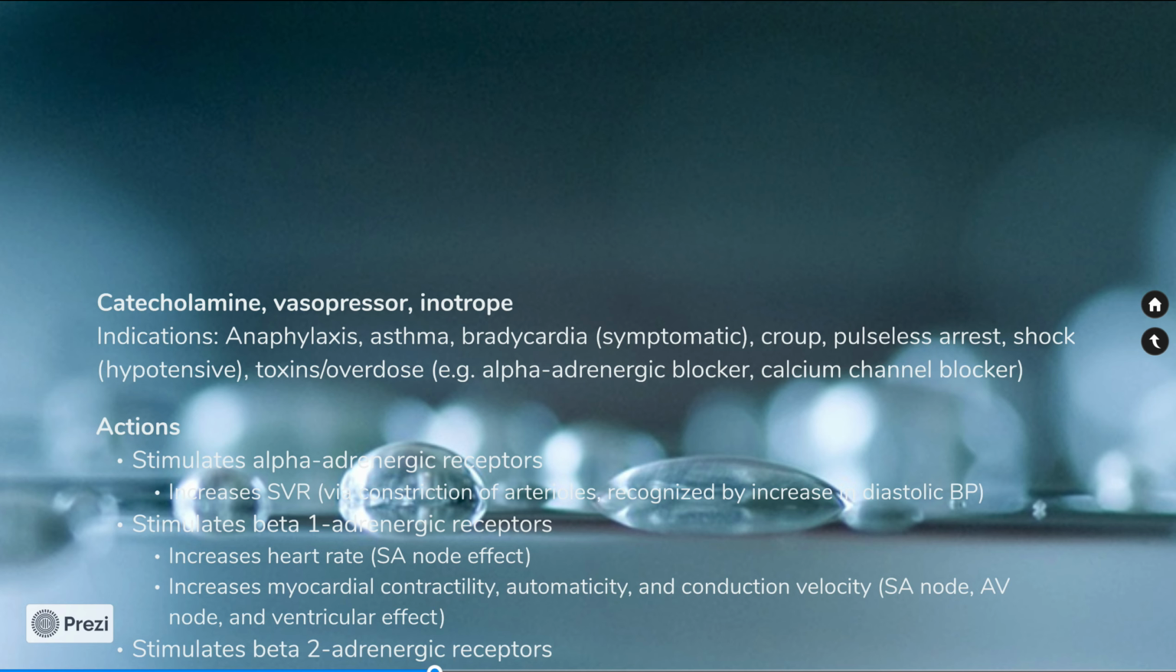Anyway, epinephrine is indicated for anaphylaxis, asthma for immediate vasodilation, bradycardia, croup, which is a relaxation of the airway, pulseless arrest, another indication for epinephrine, and shock. Clearly, shock needs to be treated with epinephrine. It is also indicated for toxins that may slow down or reduce the contractility of the heart.